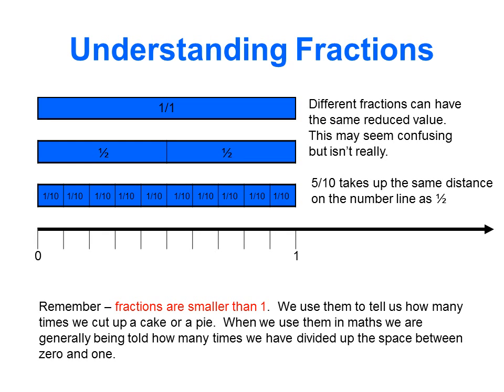Different fractions can have the same reduced value. This may seem confusing, but it isn't really. 5/10 takes up the same distance on the number line as 1/2. Let's take a moment and just have a look at this page. We have a number line here, and you can see the number line from 0 to 1, and it's been divided into 10 sections. Up above this number line, you'll see different representations of fractions.